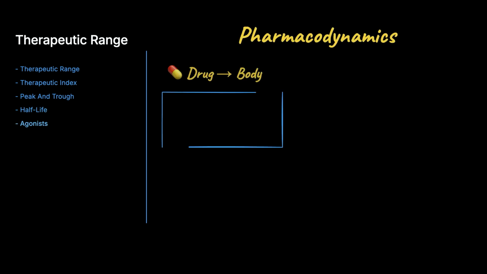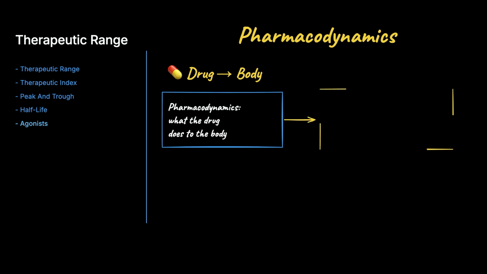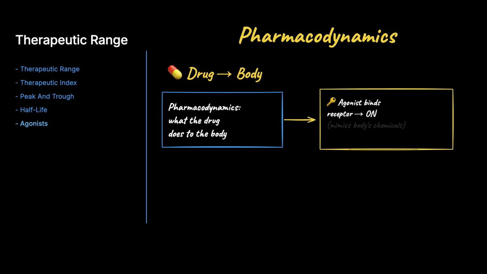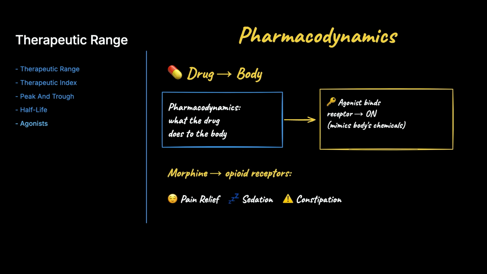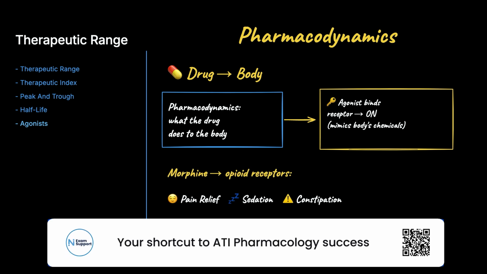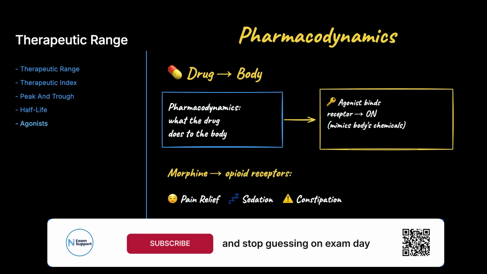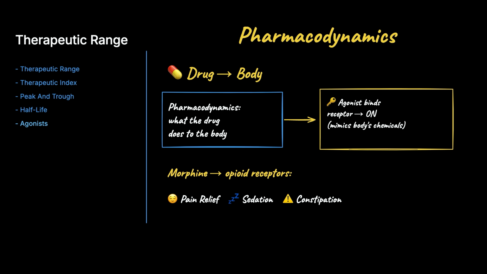Now let us flip our perspective. While pharmacokinetics is what the body does to the drug, pharmacodynamics is what the drug does to the body. Drugs act at binding sites called receptors. An agonist binds to a receptor and switches it on, mimicking the body's own chemicals. Morphine activates opioid receptors to produce pain relief, sedation, and constipation.